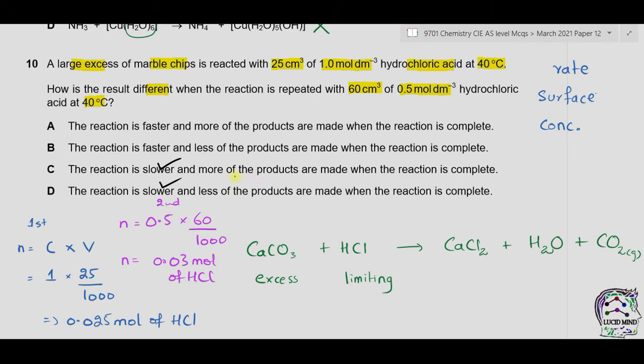Second thing is the amount of product, whether it is more or less, as the product depends on HCl because it is the limiting reagent. So more moles of HCl will form more moles of products. So 0.03 moles will form more moles of products. So therefore more product is formed in the second reaction. Correct answer is therefore C.